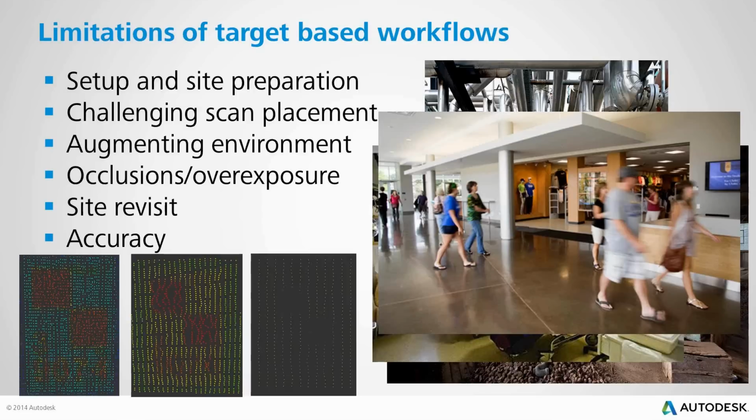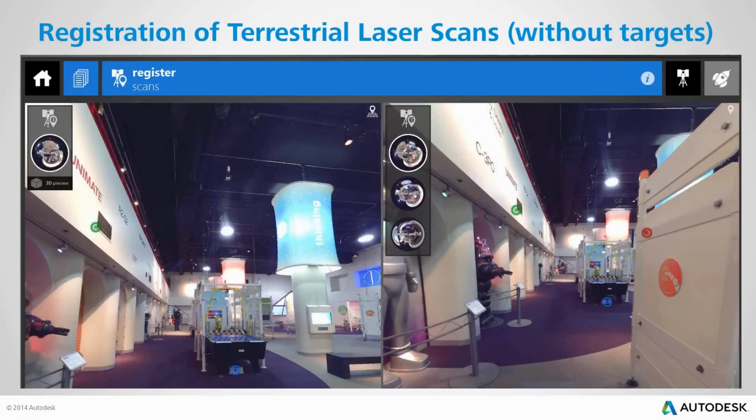Let's talk a little bit about targetless workflow. In the Reality Solutions group, we're big advocates of targetless registration. We've built a cloud-to-cloud-based registration tool in ReCap Pro. Rather than using just a handful of targets within each scan, we're using all the natural geometry, the walls, floors, ceilings, other objects within the scene, basically anything we can use to help refine and correct the alignment between these scans.